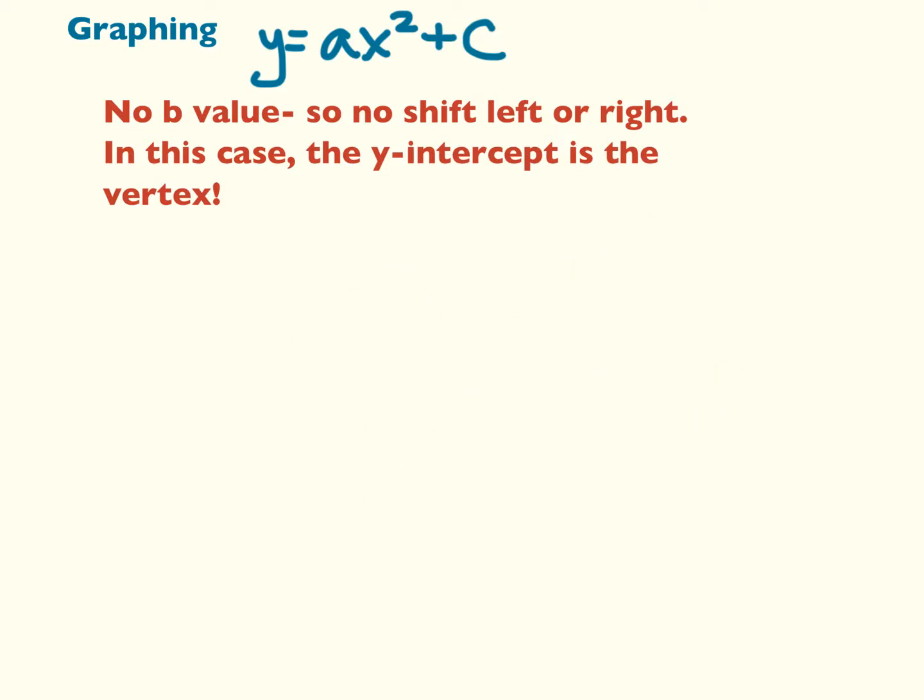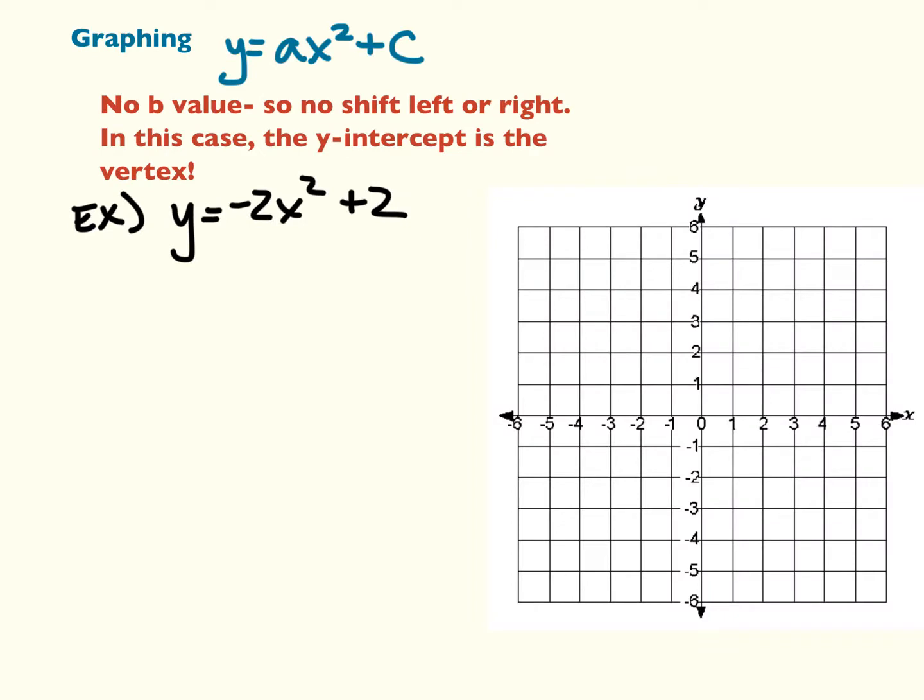All right, so let's actually see an example of this. Let's graph y equals negative 2x squared plus 2. Since there's no b, the vertex is going to be at the y-intercept. So here's c. So the y-intercept is at 0, positive 2. All right, so this is my vertex at 0, 2.